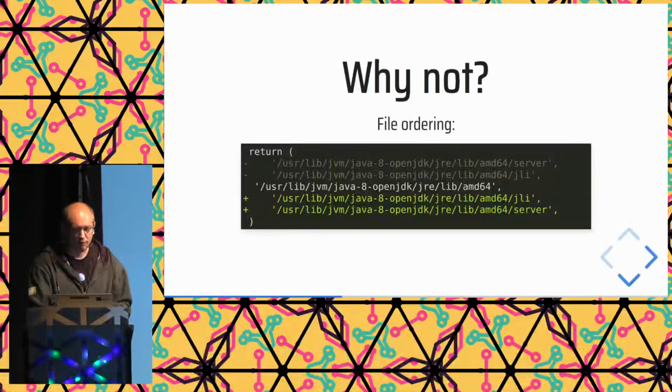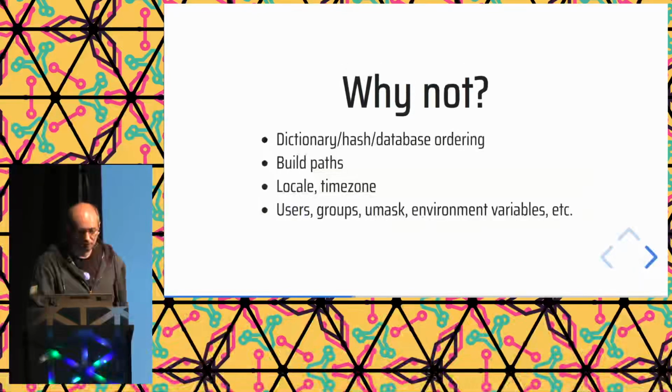Another common thing we see is that file ordering is different, not consistent. That's usually easy to solve by just sorting the list. And there are all kinds of other things. There are hash implementations that are different based on the machine you're on. The binaries could be different because you're in a different locale, in a different time zone, et cetera, et cetera.